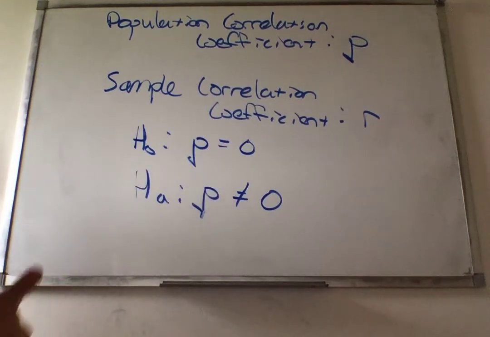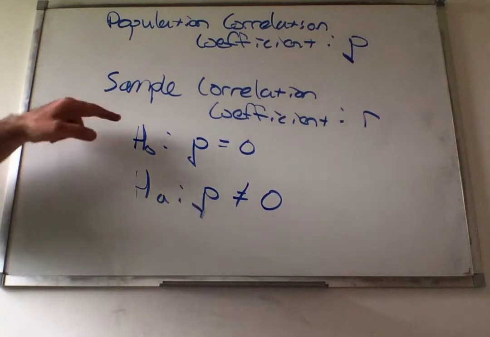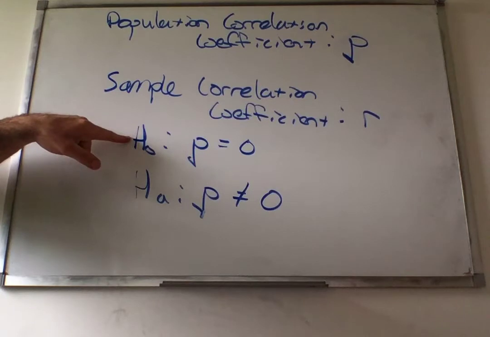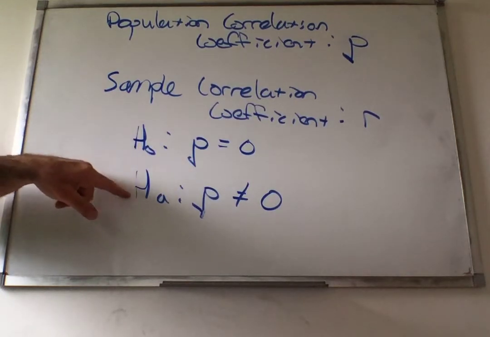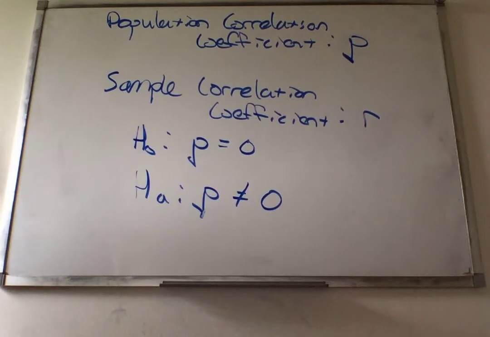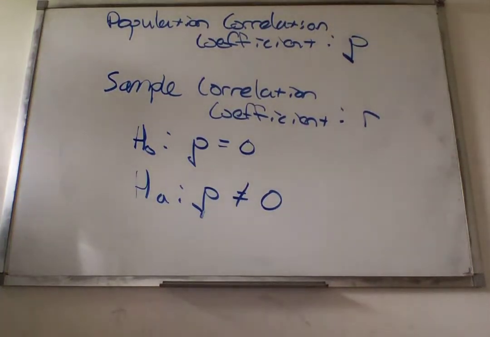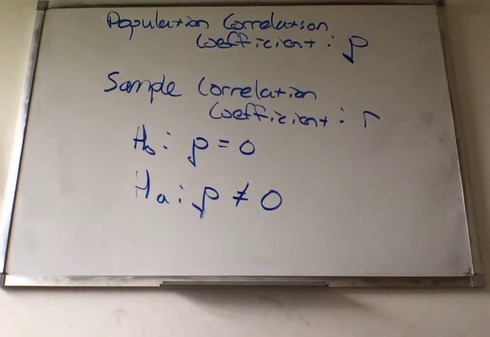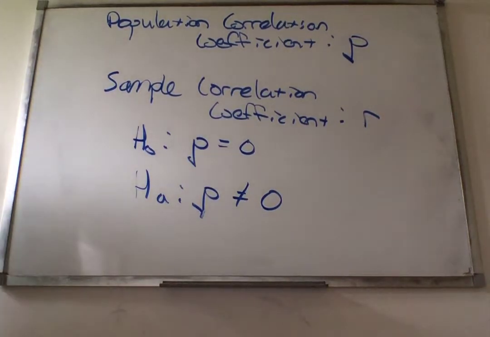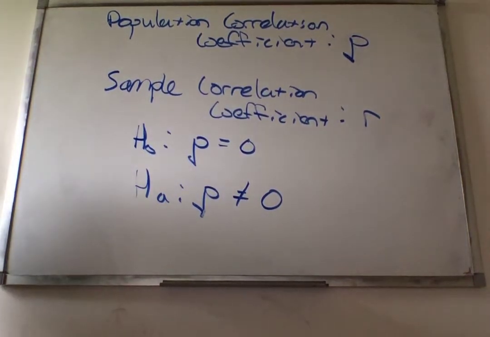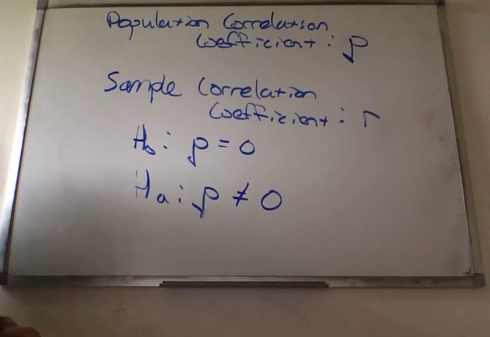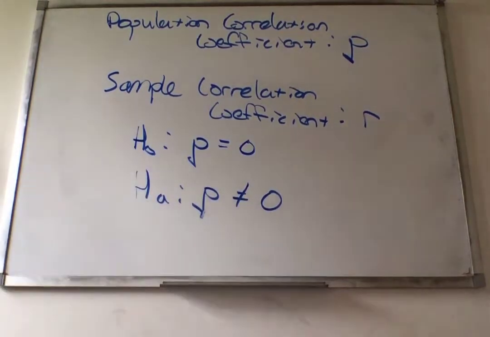So we may use our linear regression equation to predict values, okay? So if we reject the null, our correlation coefficient is significant, and we could use the regression equation. If we do not reject the null hypothesis, then we cannot use the linear regression equation to predict our values. Okay, so that's what these are saying. So let's go ahead and do an example.